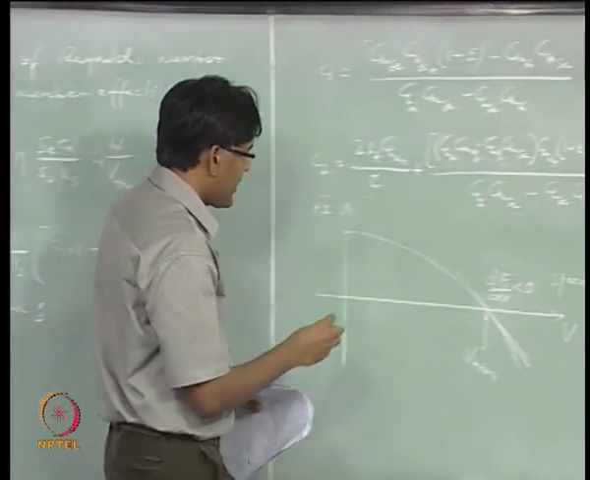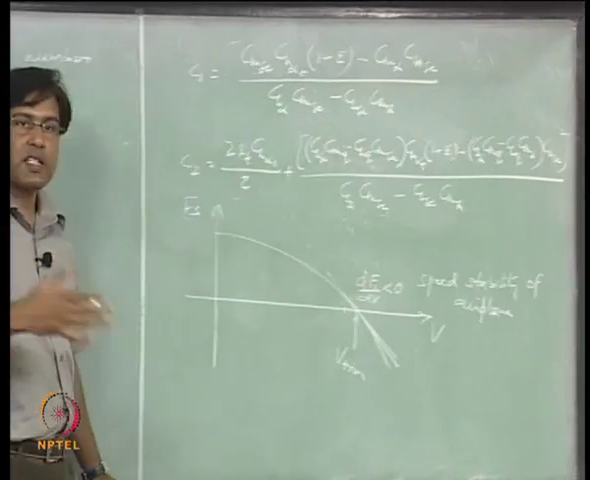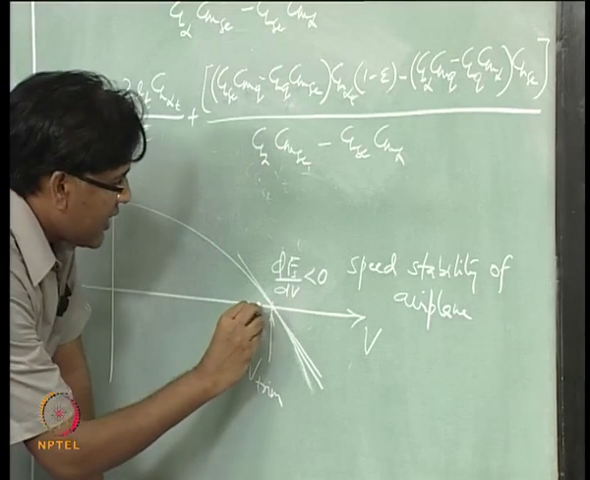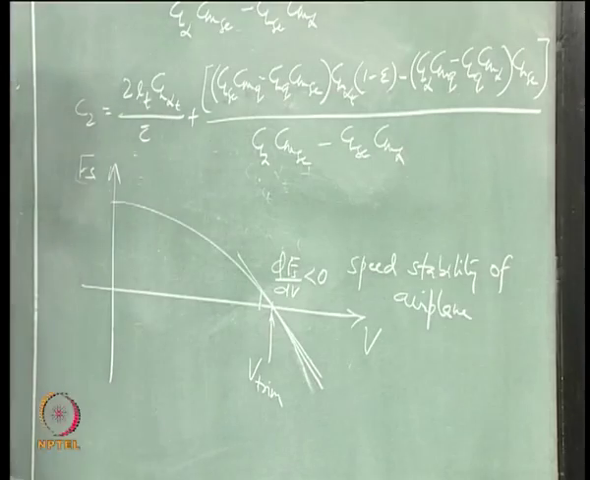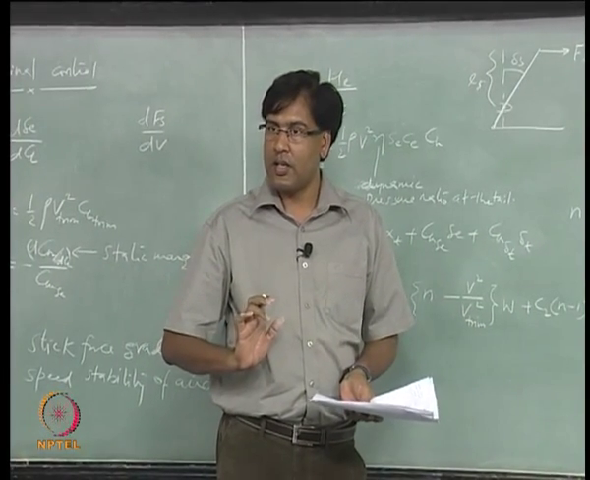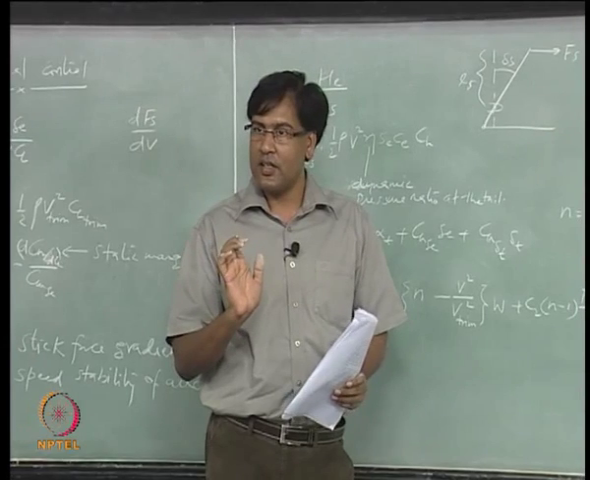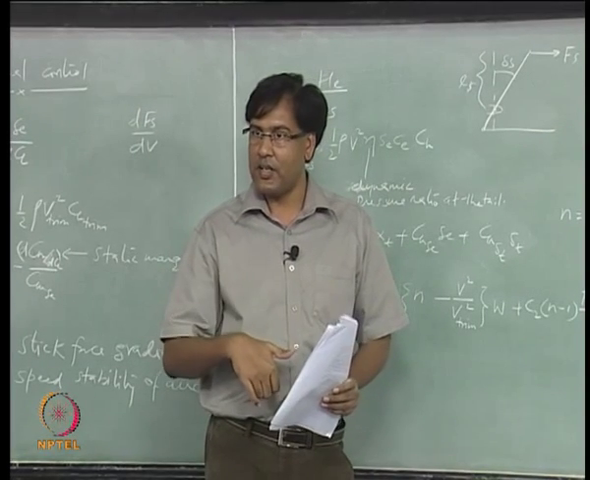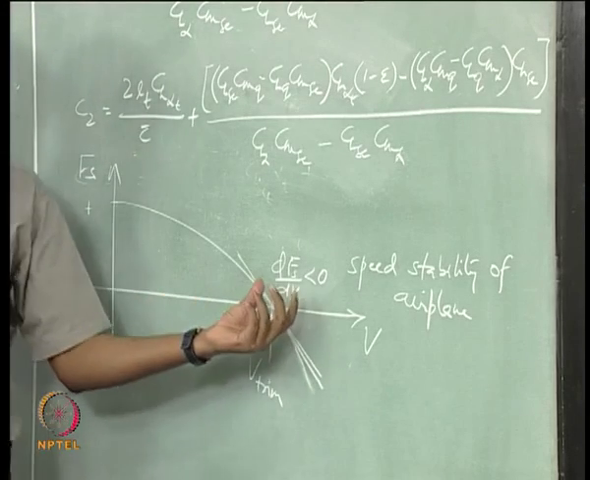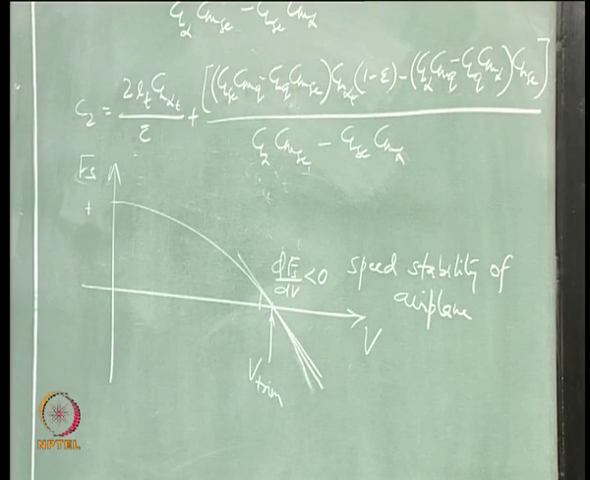And let us see what is happening. If you are changing this, let us say there is some disturbance and the trim speed is reduced. So what is the stick force? Stick force should be positive. And for that the elevator deflection should be downward, and downward elevator deflection means a downward pitching moment, isn't it. So this is also related to the pitch stability in some ways.